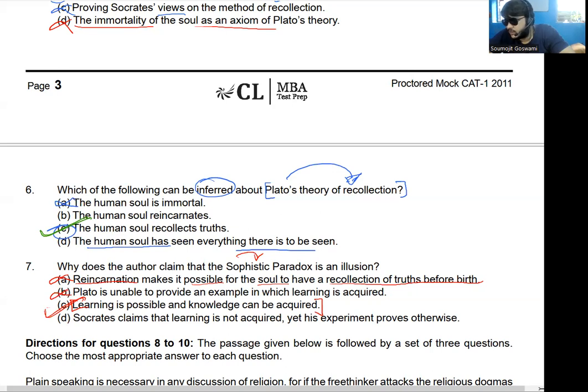Socrates claimed that learning is not acquired, yet his experiment proves otherwise. Socrates is not claiming anything. Okay, Socrates is only saying that soul is immortal. So that goes out. So the best possible case is C. All right, that's it. Thank you.